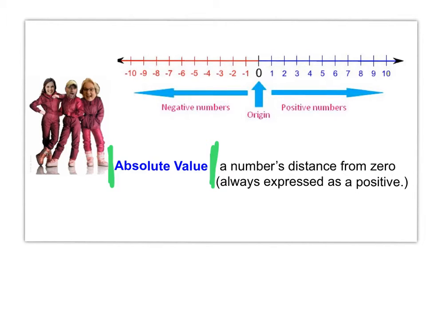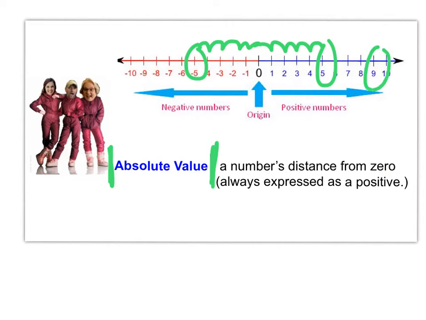So when I talk about 5, how far is 5 from 0? Well, it's 5 jumps away from 0. How far is -5 from 0? It's 5 jumps away from 0. So 5 and -5 have the same absolute value, which is 5.